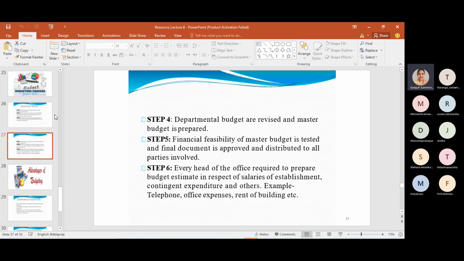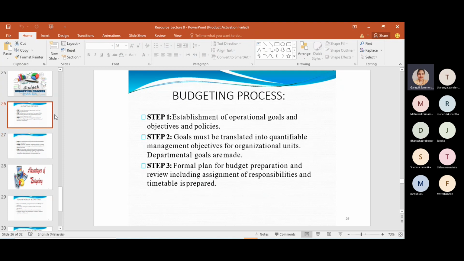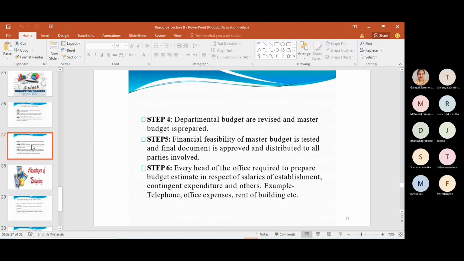Okay, and then you start working. Once you assign the responsibilities and once the timetable is prepared, then we start working. Okay, then we start the budgeting process in step 3. So each and every department will prepare their own departmental budget. Okay, so in step 4, departmental budgets are revised and master budget is prepared.